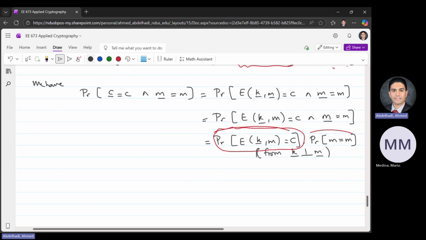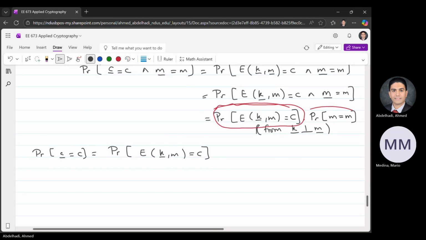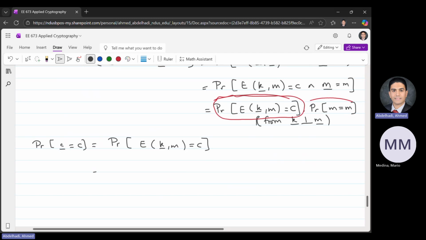I'm going to start with the probability of C equal to c, which is equal to the probability of E of K, M equal to c. Now this is equal to the probability of E of K and m equal to c and M equal to m.